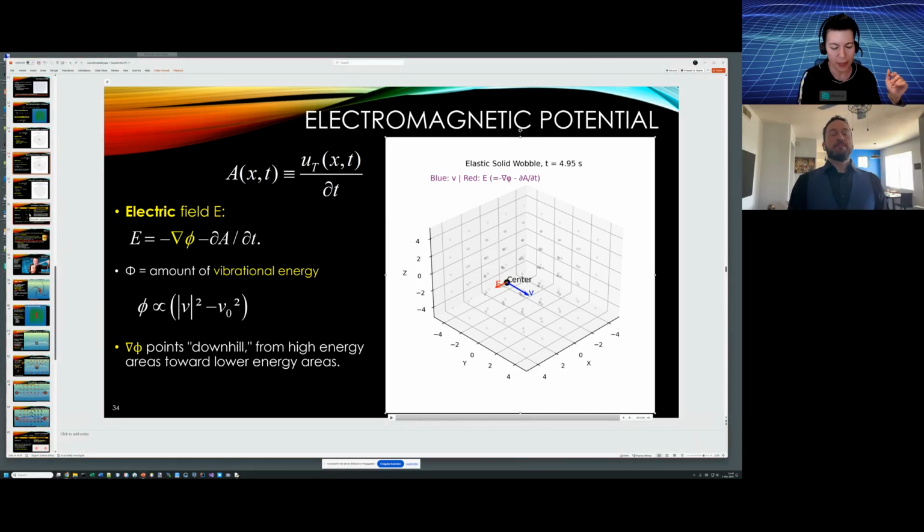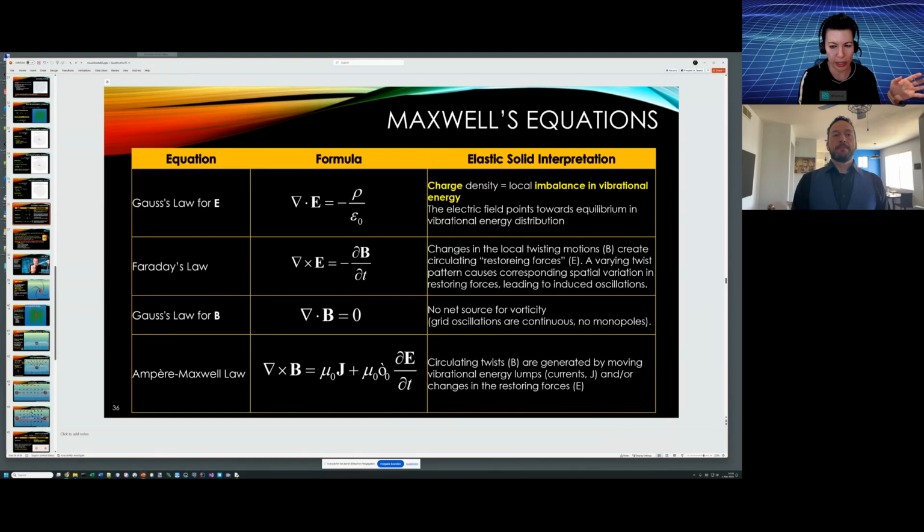Okay. So basically, once we have that, I won't go into detail, but these things are all easy to derive. The only thing we have to figure out is the definition of what is the meaning of B, what's the meaning of E, but you can easily verify all the equations work out. So basically the charge density is the local imbalance of the vibrational energy. So it's the gradient of that, right?